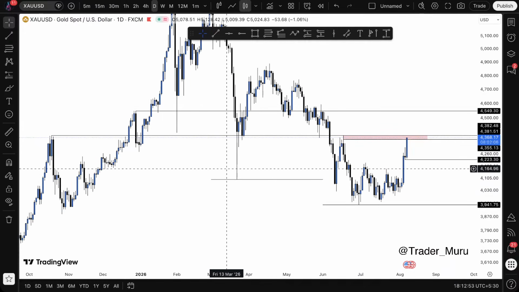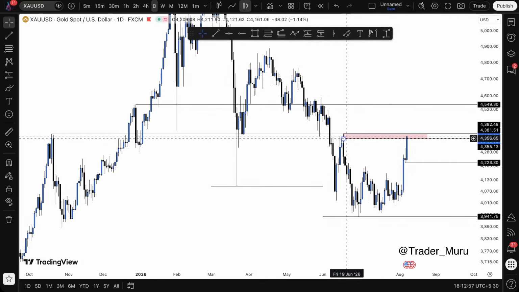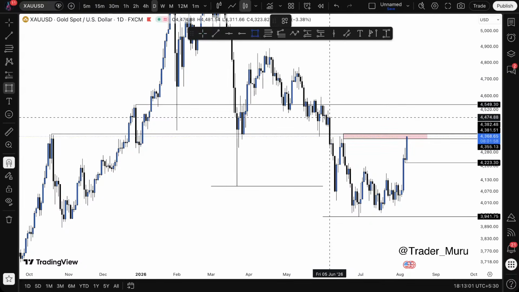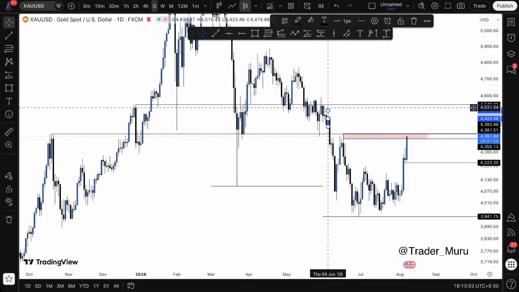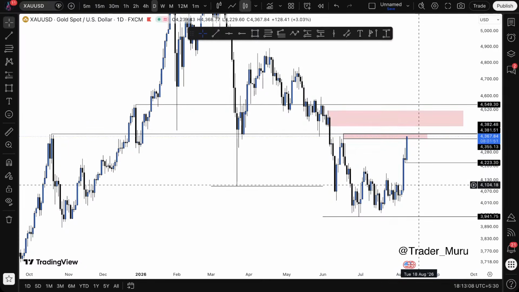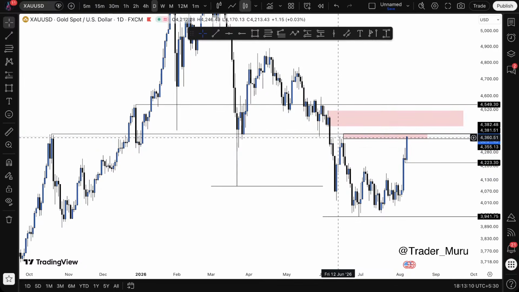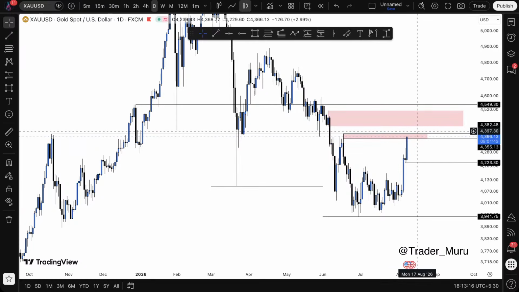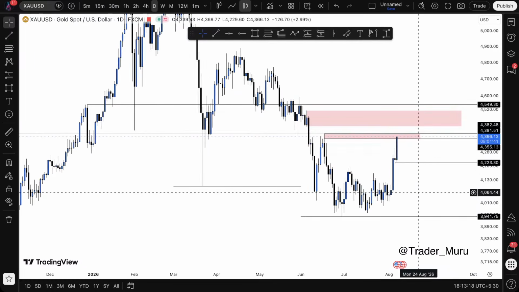4380 to short. Brother, it is just a zone. We have to wait for a confirmation. It is also possible that price can sweep this 4382, test this area, this order block, and then drop. There are too many people in short here. If price wants to sweep them all, it will just give you a sweep, close below, and then start dropping.